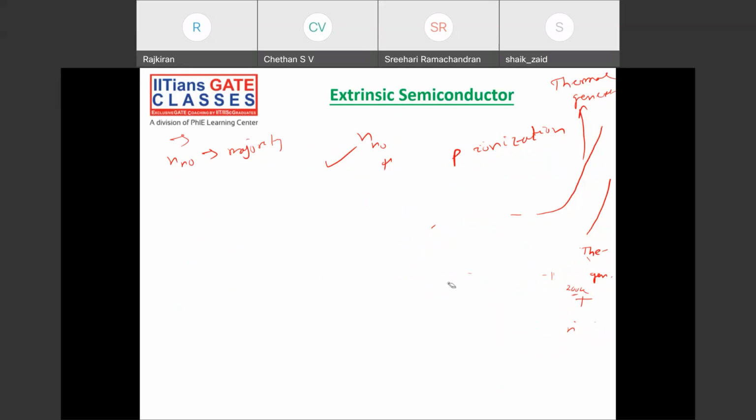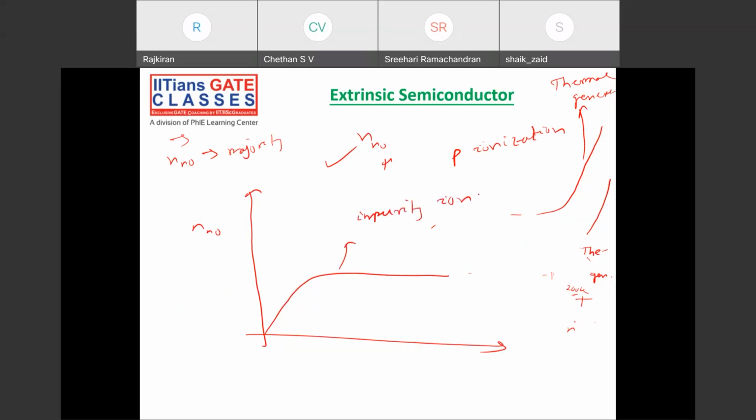Yes, yes. Okay. So let me just, before leaving, tell clearly. This is nothing but my N0. This is nothing but my impurity ionization. And there is something called carrier generation thermally. So thermal will be very less. After a certain temperature T, it will start increasing very much. This will also start increasing. This is due to thermal generation. Okay, guys, clear?